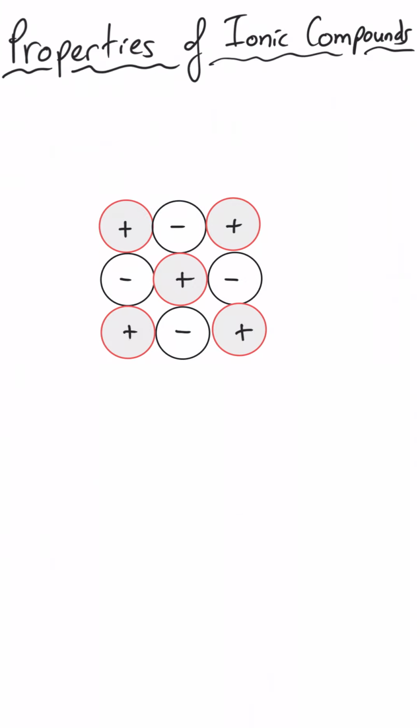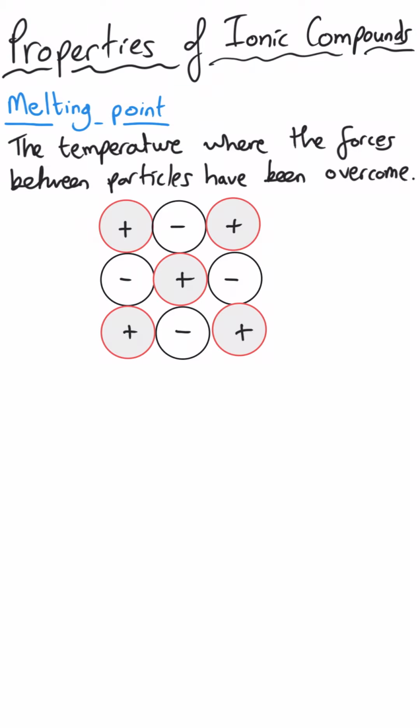There are 3 main properties that ionic compounds have that you need to be aware of, and they are all physical properties. And so the first one is the melting point. Now remember, in order to melt a solid, what you have to do is you have to overcome the forces holding that solid together. So in other words, the forces between the particles. Now I've already mentioned that the particles in an ionic compound are held together by these electrostatic attractions.